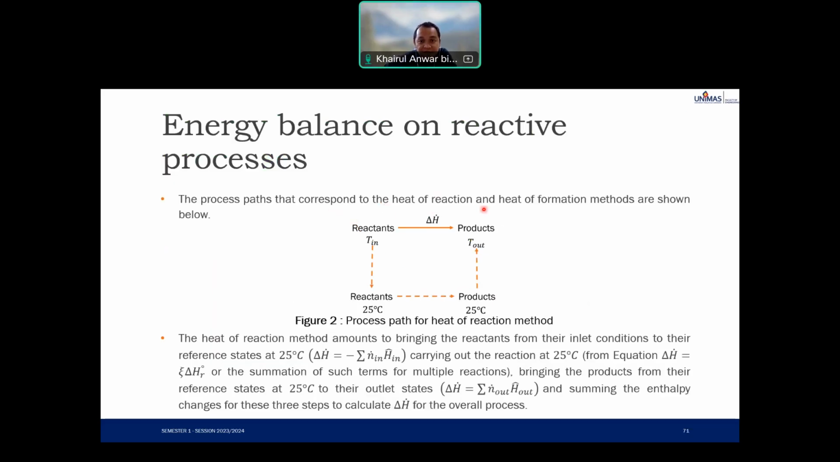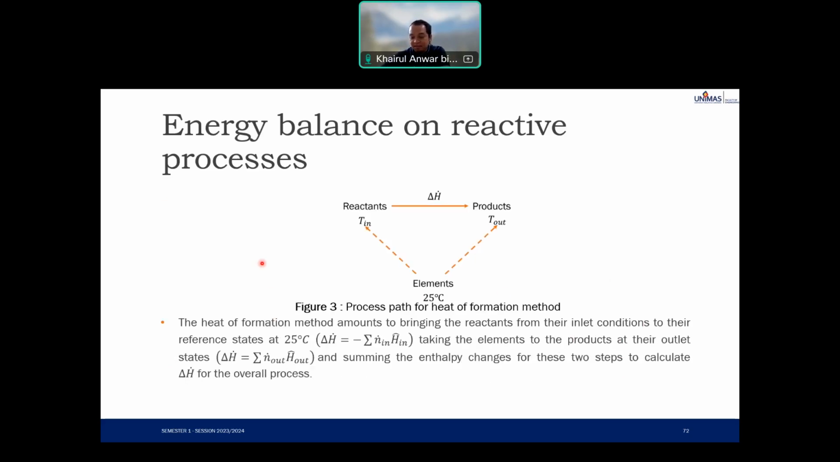The process path corresponding to the heat of reaction is as shown below. This is the breakdown. The heat of reaction method amounts to bringing the reactants from the inlet condition to their reference state at 25 degrees C, carrying out the reaction at 25 degrees C. So the equation: delta H equals the extent of reaction times delta HR, plus the summation of such terms for the products, meaning the products from the reference state at 25 degrees C to the outlet state, summing the enthalpy changes for 3 steps to calculate the heat for the ongoing process.